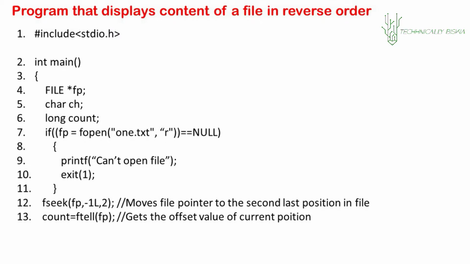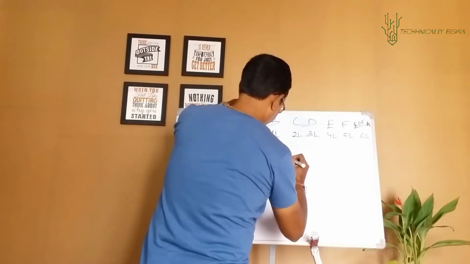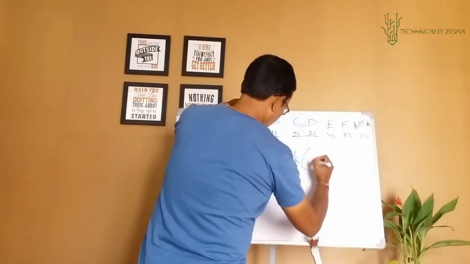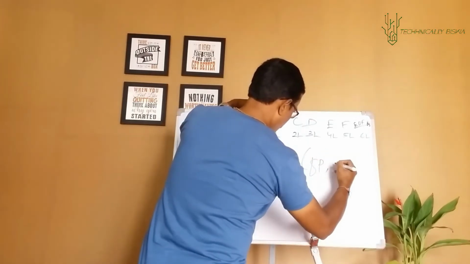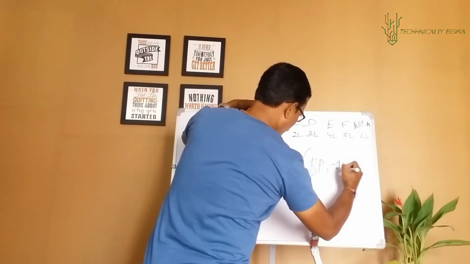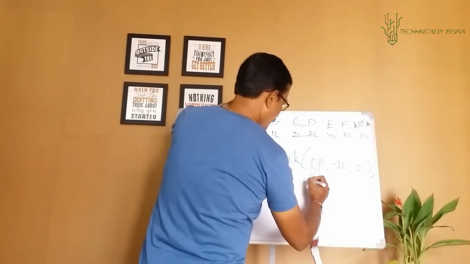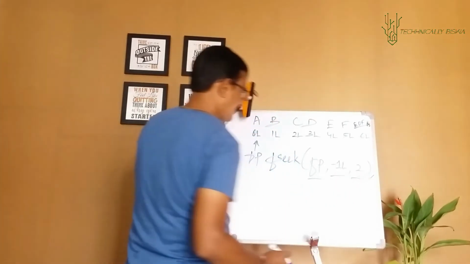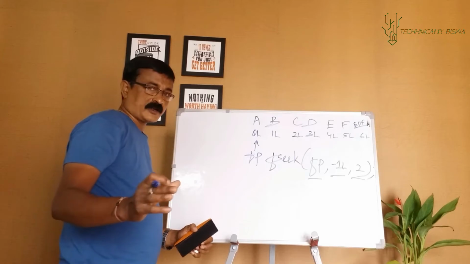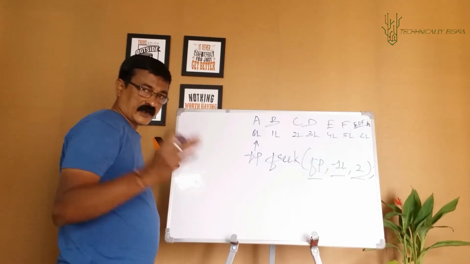Now what is important here is line number 12 and 13. Look at those two lines very carefully. Now let me write down the line here for you on the board. fseek(fp, -1L, 2). Look at these 3 parameters. It's important. Let's understand this particular line in that program.